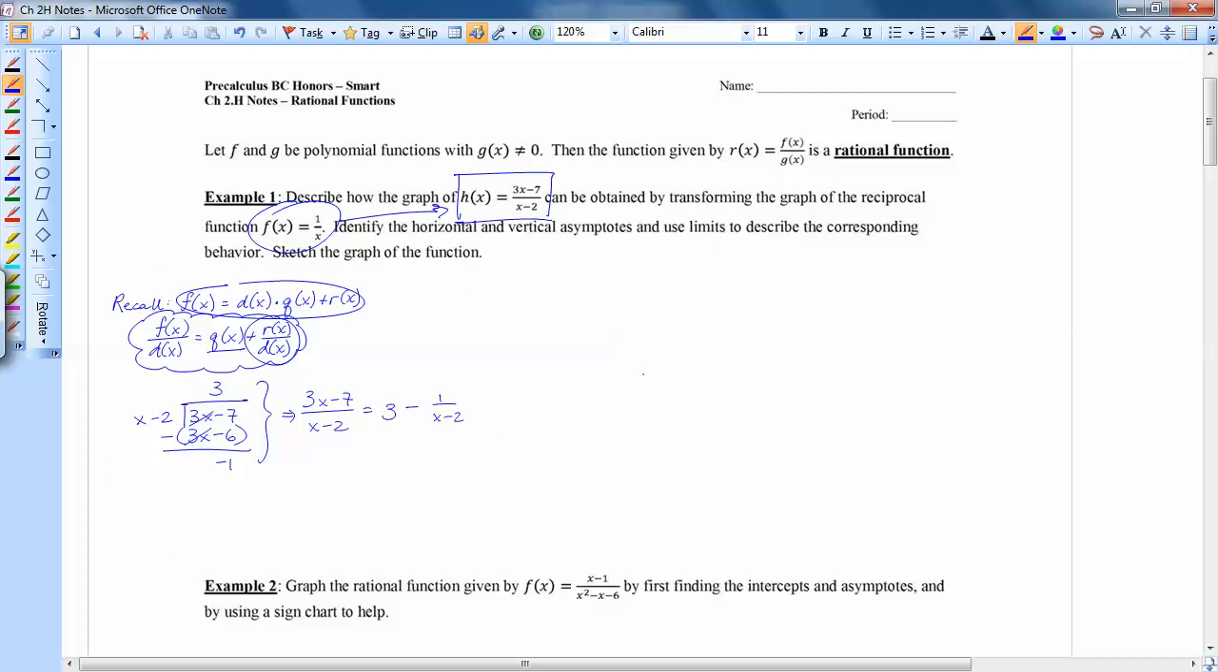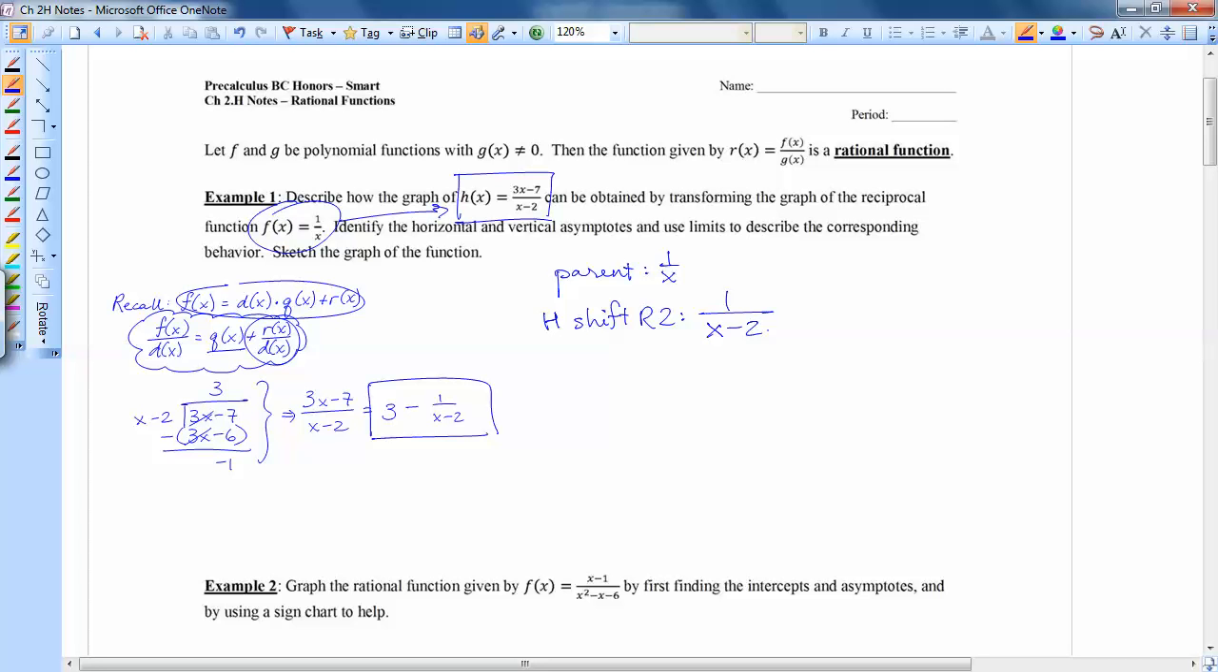Okay, so if I started with a parent function of 1 over x, the question is, how do I turn it into this? That's easier to see the transformations for. So one of the things I could do, you could do it in any order, but certain orders might be easier than others. I see that the x turns into an x minus 2. So that would be a horizontal shift to the right 2 units. So that changes the x into an x minus 2.